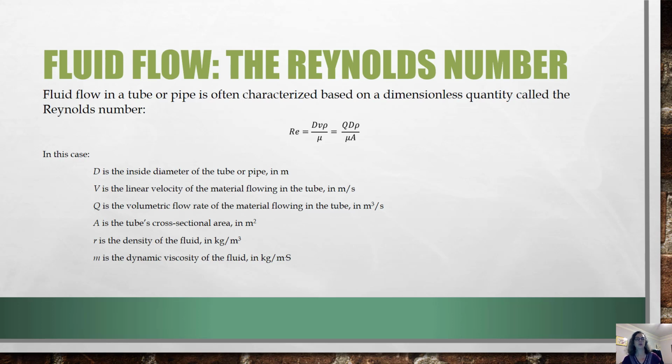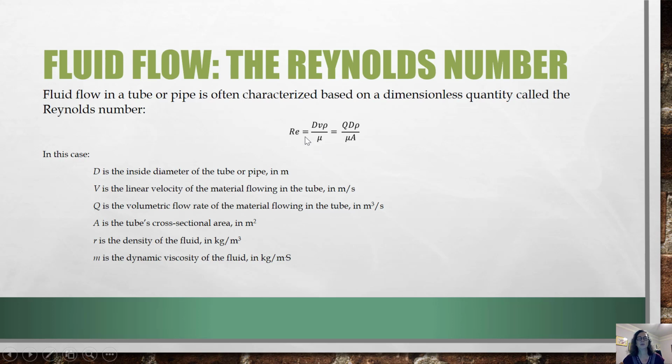Whenever we have flow in a tube or a pipe, we characterize this based on a dimensionless quantity called the Reynolds number, which is the diameter times the velocity times the density, divided by the viscosity. The diameter would be in, say, meters, the velocity in meters per second. Density would be in, say, kilograms per cubic meter, and the viscosity would be in kilograms per meter per second. When you work with those units, all the units will cancel out, and this thing has no units, hence being a dimensionless number.